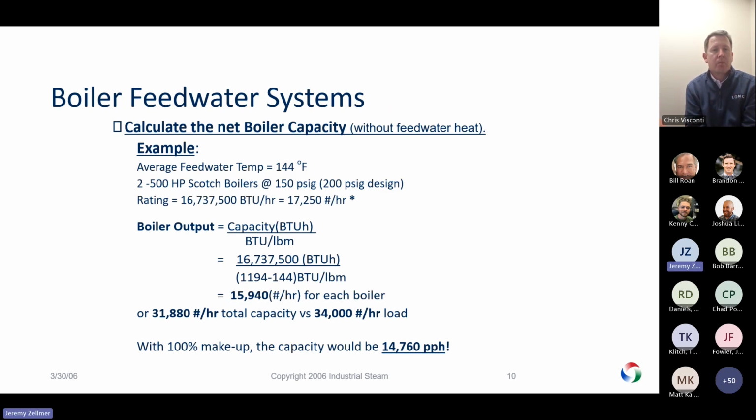Boiler feed water systems. Calculate the net boiler capacity. Example, average feed water temp of 144, which would be pretty high. You've got two 500s, 200-pound design, operating at approximately 250 pounds an hour. So then the boiler output, we have a calculation here that you're going to need: 15,940 pounds for each boiler, or 31,000 versus 34,000 load. With 100% makeup rate, that capacity would jump to 14,760.